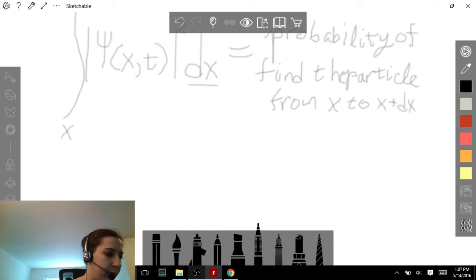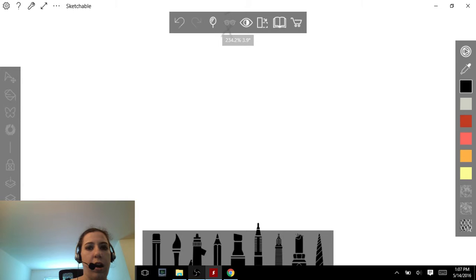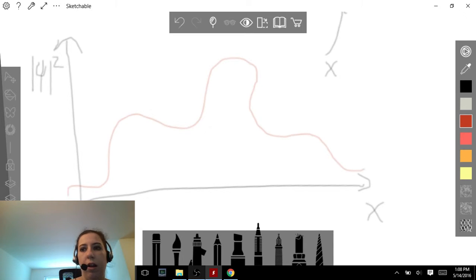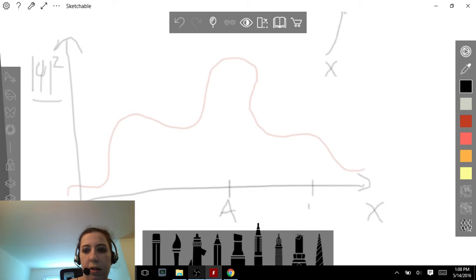So what this means is, let's just draw a picture here, like they did in Griffiths. This is like the picture in Griffiths figure 1.2. I'm going to draw it out here where we have our x-axis, and on the y-axis I'm going to have the wave function squared. And then we just have something there. This y-axis is the probability. And we can call this point A, and over here point B.